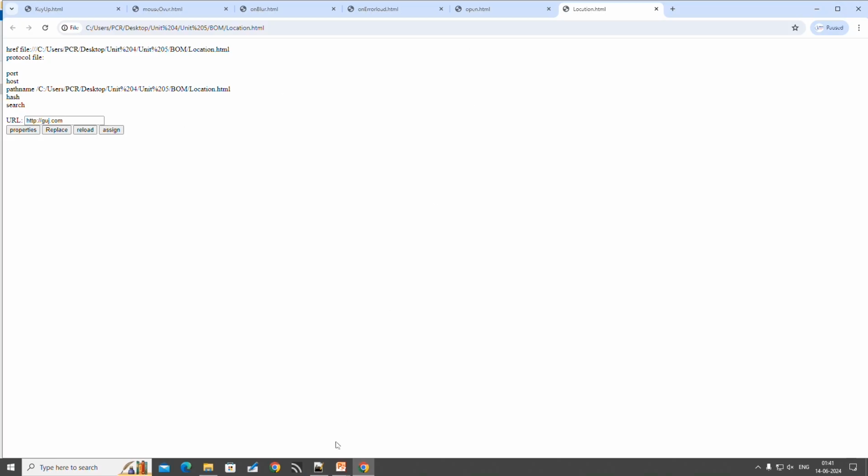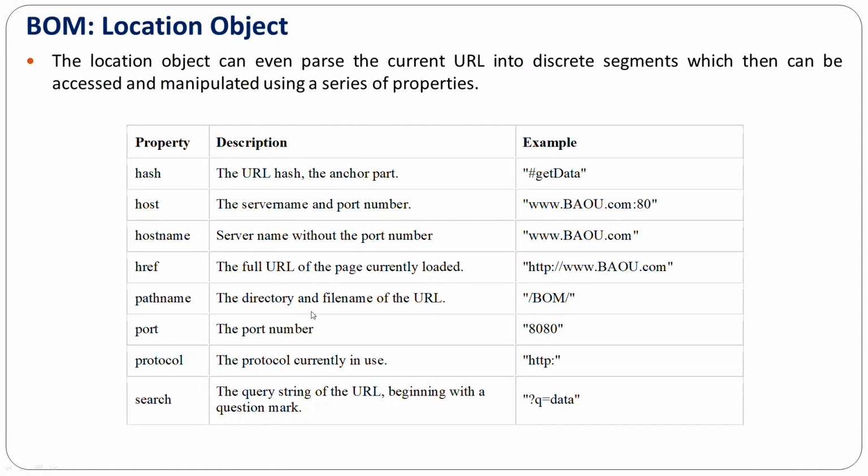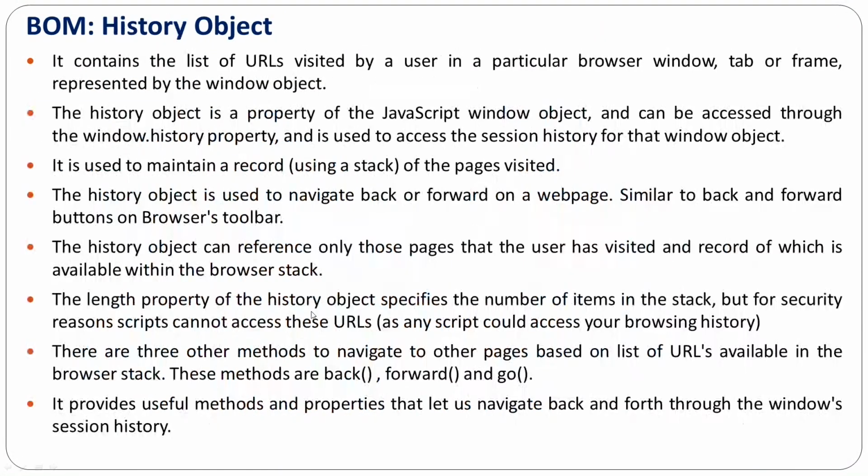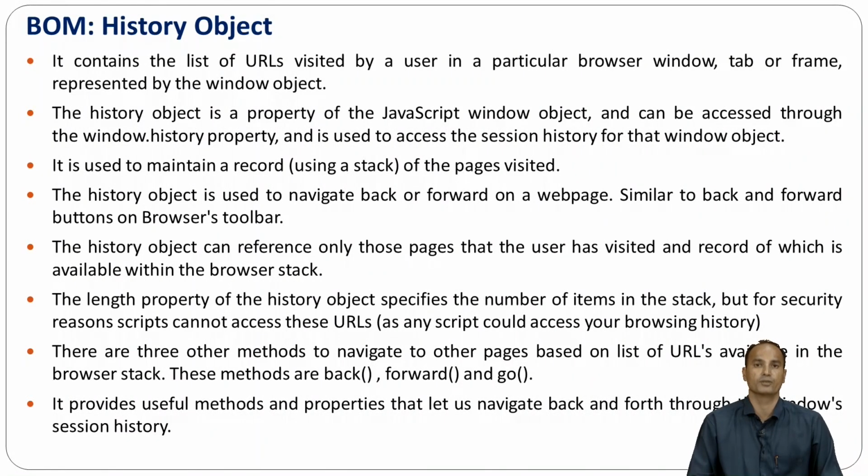In the same way, we can have a history object that contains the list of URLs visited by a user in a particular browser window, tab or frame represented by the window object. The history object is a property of the JavaScript window object. So generally, what does the history object do? It simply provides the previous status of the user's navigations through a particular website or the URLs.